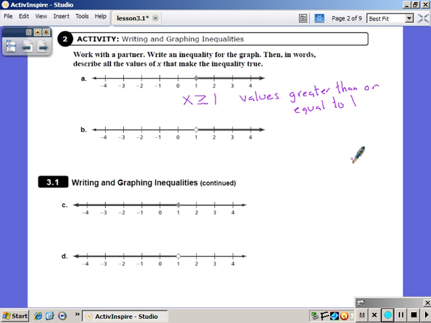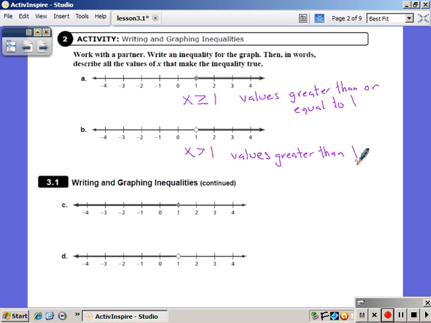For part B, the only difference between A and B is closed dot versus open dot. That open dot means we're not allowed to use 1 as a solution point. We can use 1.00001. As long as it's bigger than 1, we're allowed to use it. So take out the "or equal to." That would be values greater than 1.